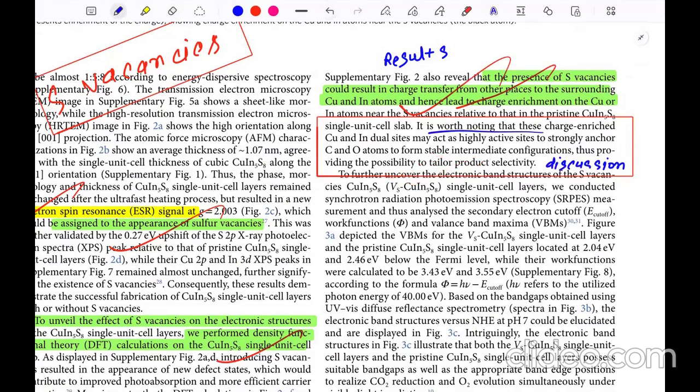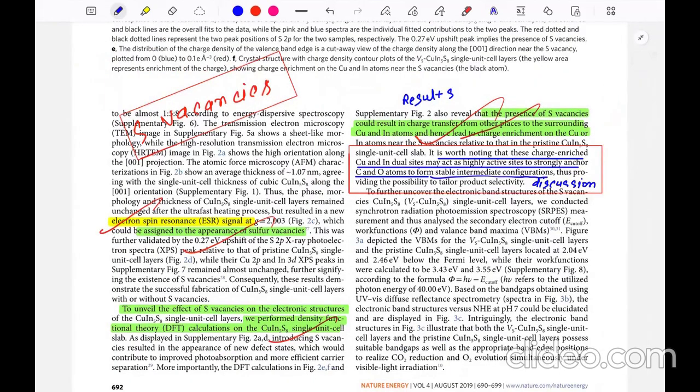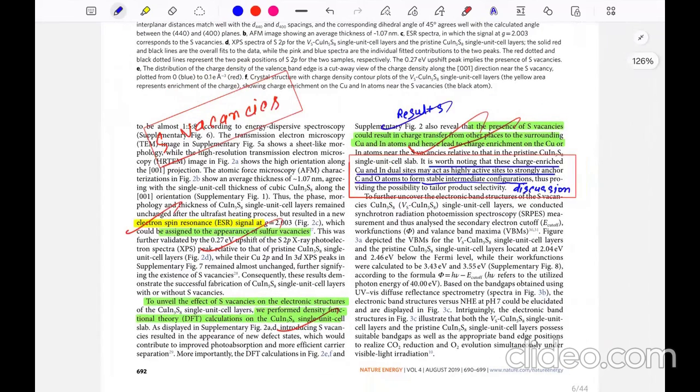It is worth noting that the charge enriched copper and indium dual site may act as a dual highly active site to strongly anchor carbon and oxygen atoms, so as to form a stable intermediate configuration, thus providing the possibility to tailor product selectivity. So this is the discussion. This is the result, and this is the discussion part.